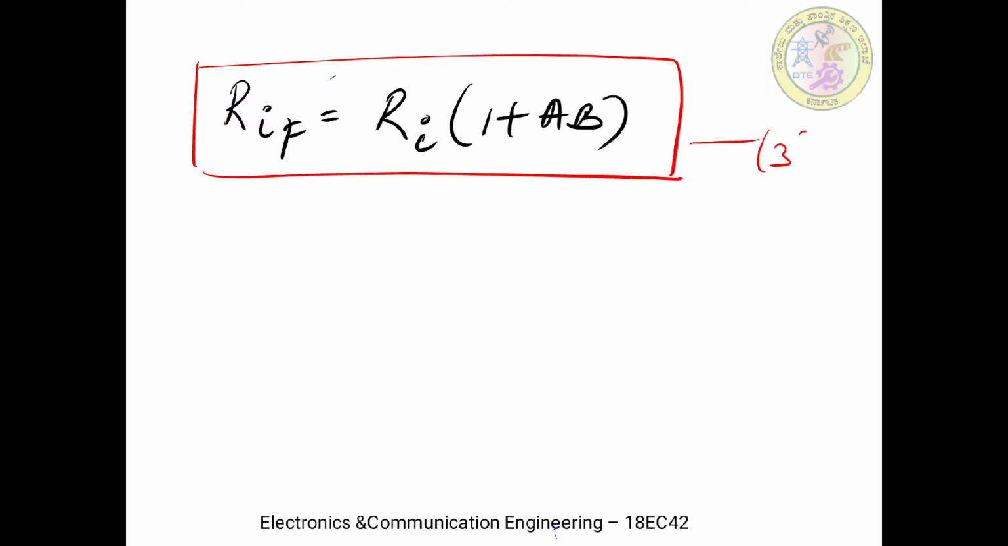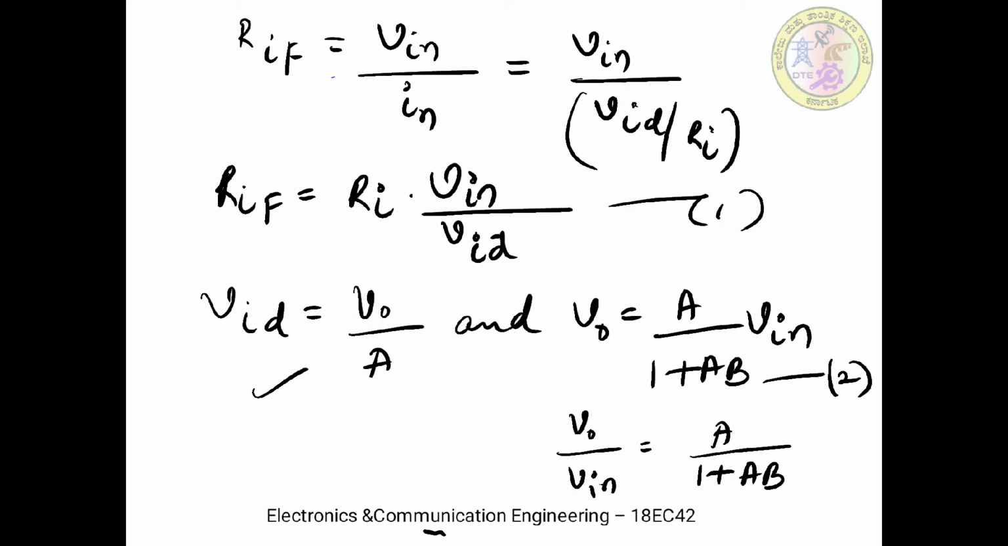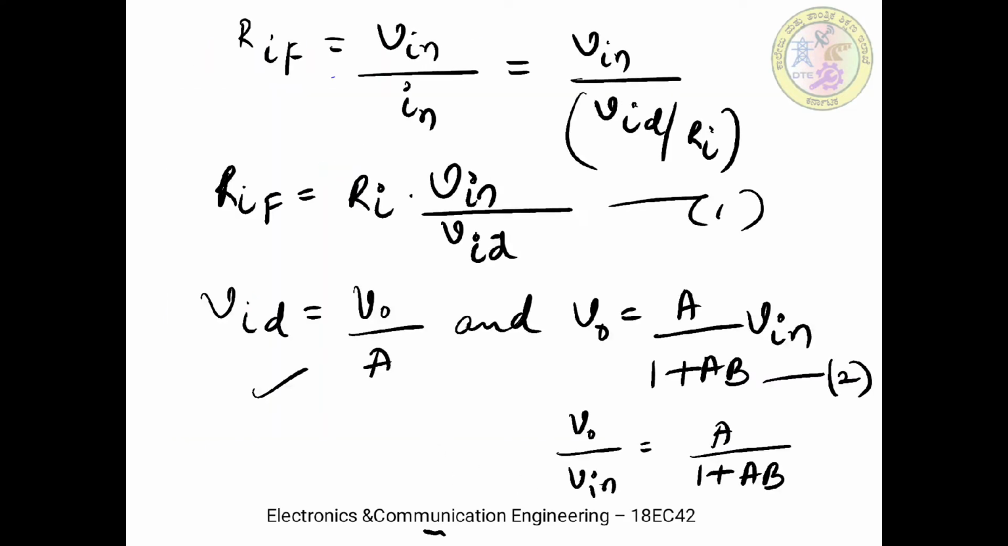So it shows that by connecting the feedback, the input resistance is increased by a factor 1 plus AB. To derive RIF, what are the ratios we have taken? RIF is defined first as V in by I in. But I in is decided by the differential input VID by RI. Therefore RIF is RI into V in by VID.